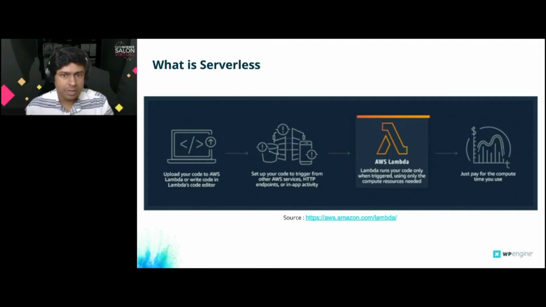So I'll reference this from their website. As the name suggests, the idea behind serverless is that you don't need to provision any infrastructure. You just provide the code, what should trigger that code, and the serverless framework takes care of the rest. The biggest call out here is that you only pay for the time that your code is actually running.